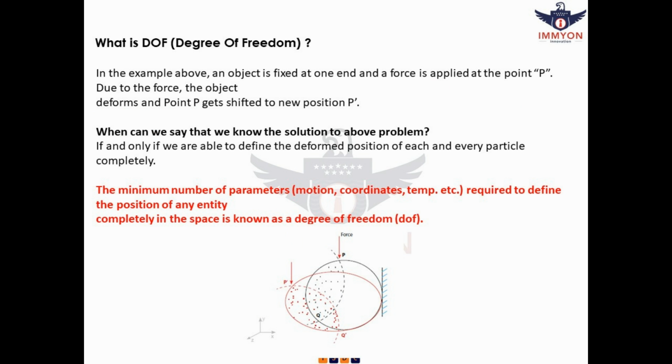What is DOF? Degree of freedom. In the example above, an object is fixed at one end, and a force is applied at the point P. Due to the force, the object deforms, and point P gets shifted to a new position P'. When can we say that we know the solution to the above problem? If and only if we are able to define the deformed position of each and every particle completely. The minimum number of parameters, motion, coordinates, temperature etc., required to define the position of any entity completely in space is known as a degree of freedom, DOF.